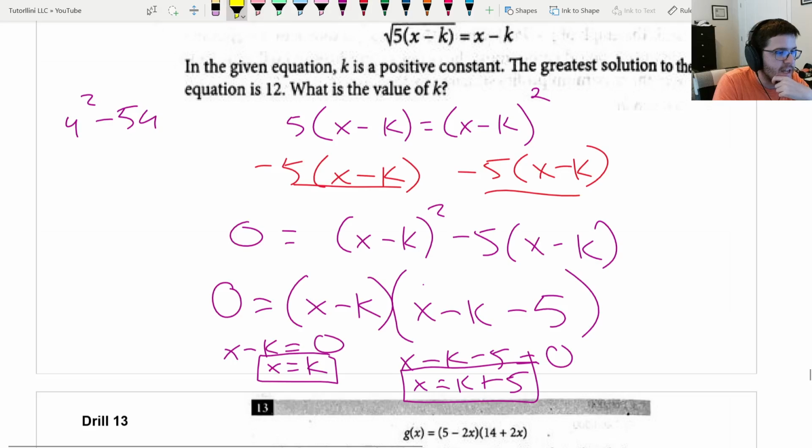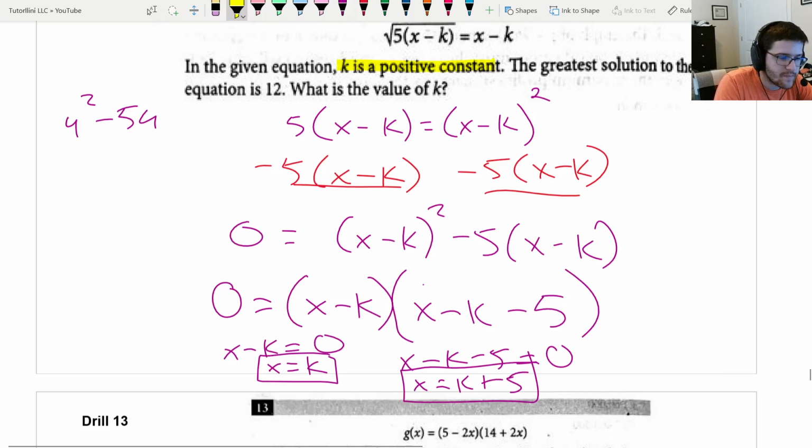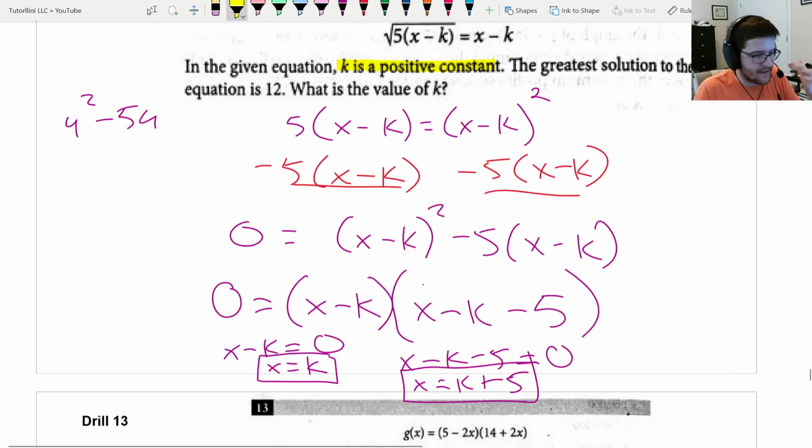It says k is a positive constant. So that tells me that if k is positive, the bigger solution is going to be this second one, k plus 5. Think about it, right? If k is like 1, 6 is bigger than 1. So the right one is going to be bigger.